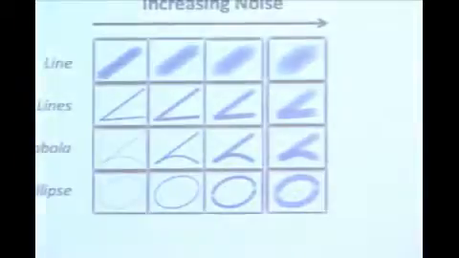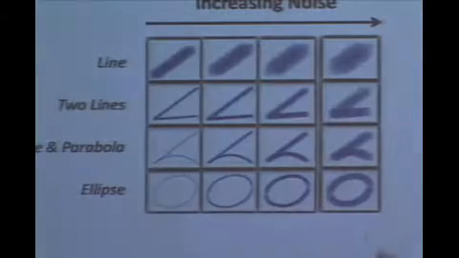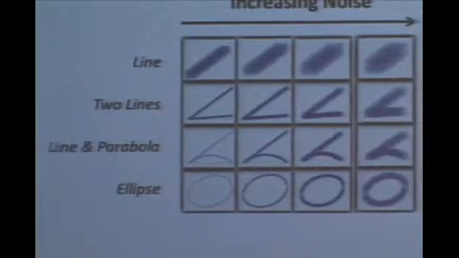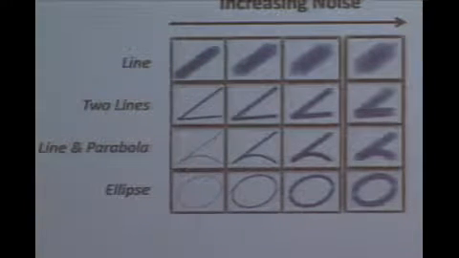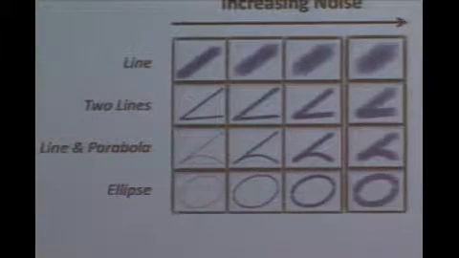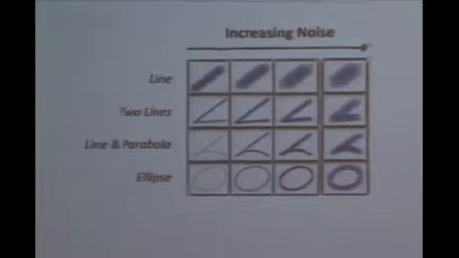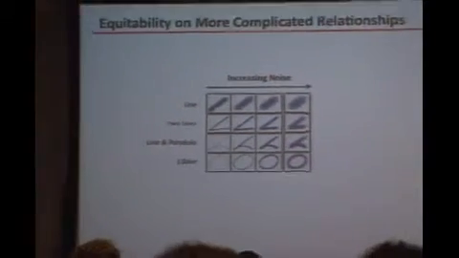Right, so we get this equitability even for other sorts of relationships. So here we're showing, as we increase the noise, relationships that have essentially the same MIC values. You can see they're, to us at least, pretty sensible in terms of what it's doing.